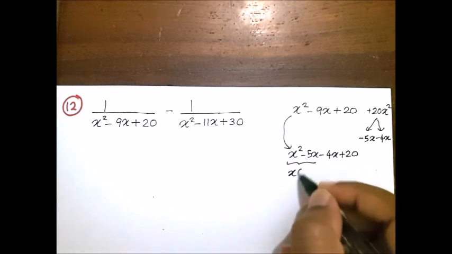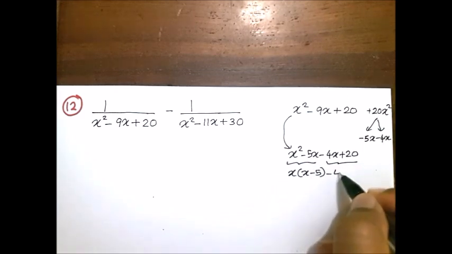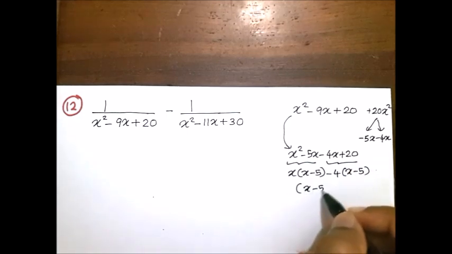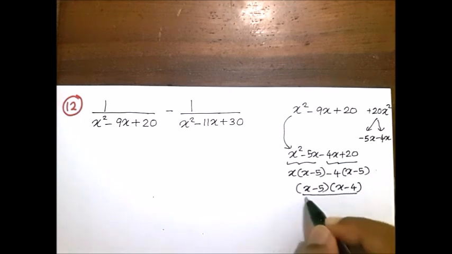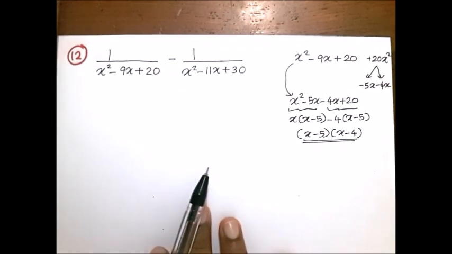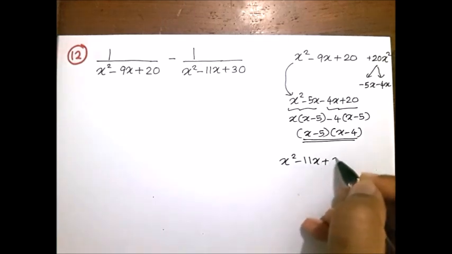Take common terms: x common, x minus 5. Take common terms, it is minus 4, remaining x minus 5. Then the factors are x minus 5 and x minus 4. These are the factors of the first denominator. Then factorize the second denominator. It is x to the power 2 minus 11x plus 30.